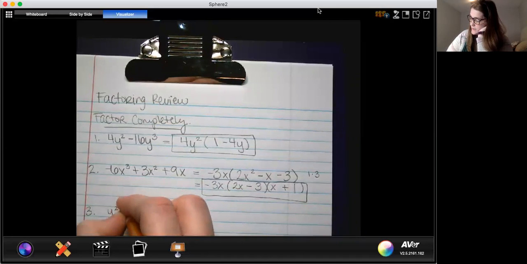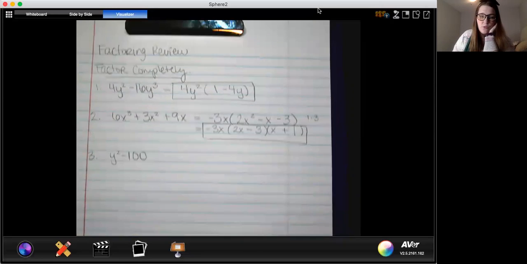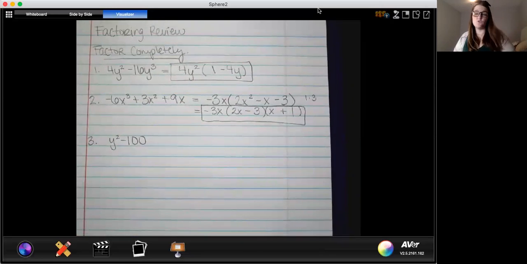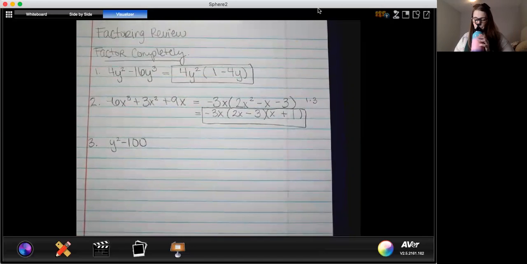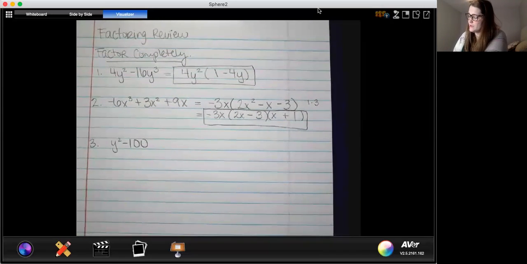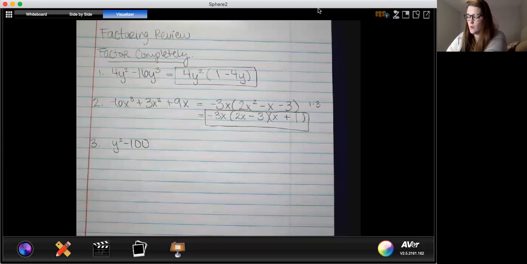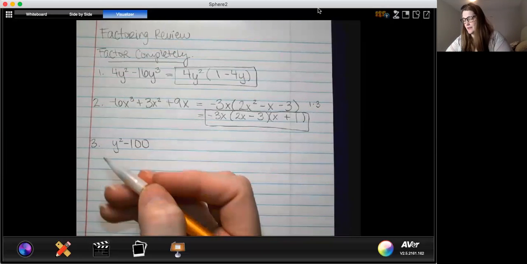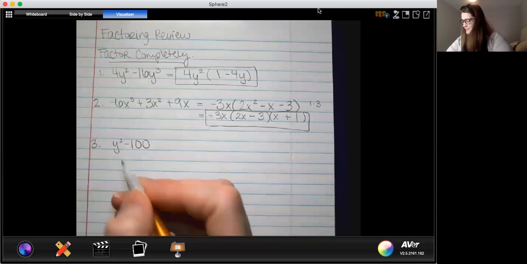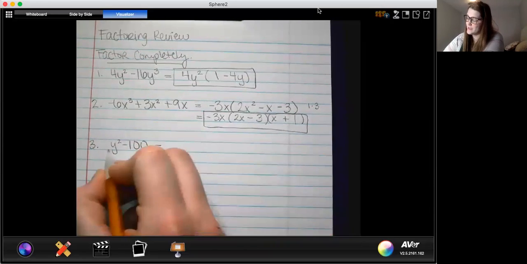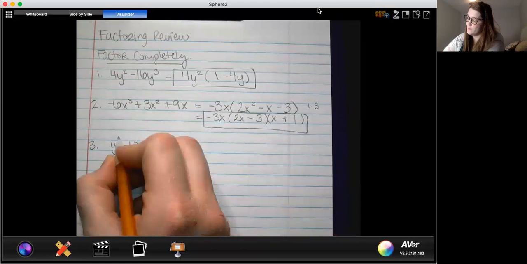y squared minus 100. Okay, like I said, you always want to start with GCF first. So there is not anything in common with these two terms, so we can't do GCF. Well, the only other things you can do with two terms would either be difference of squares or difference of cubes. And in this situation, we have difference of squares. Dead giveaway, y squared. So difference of squares means that you take the square root of the first term. So square root of y squared is y.